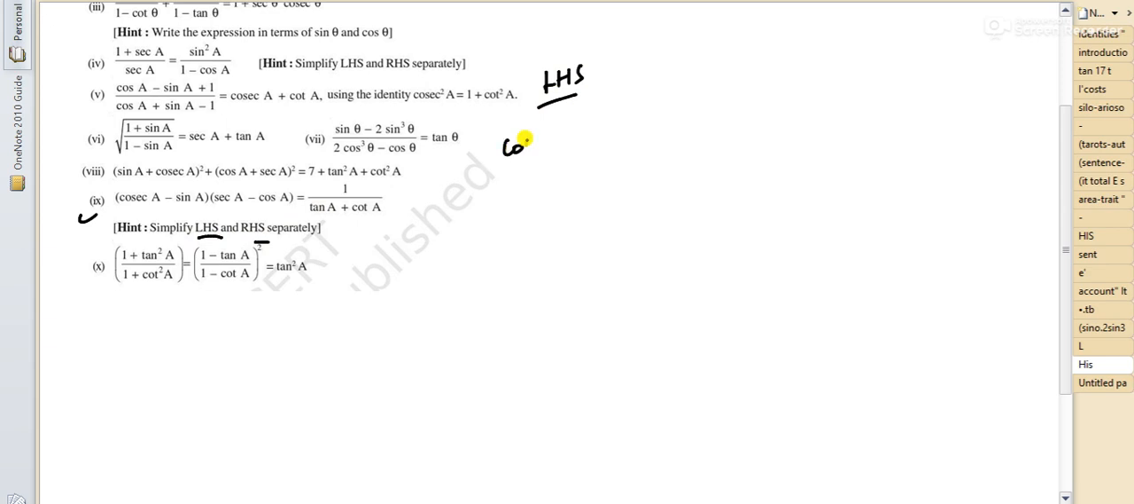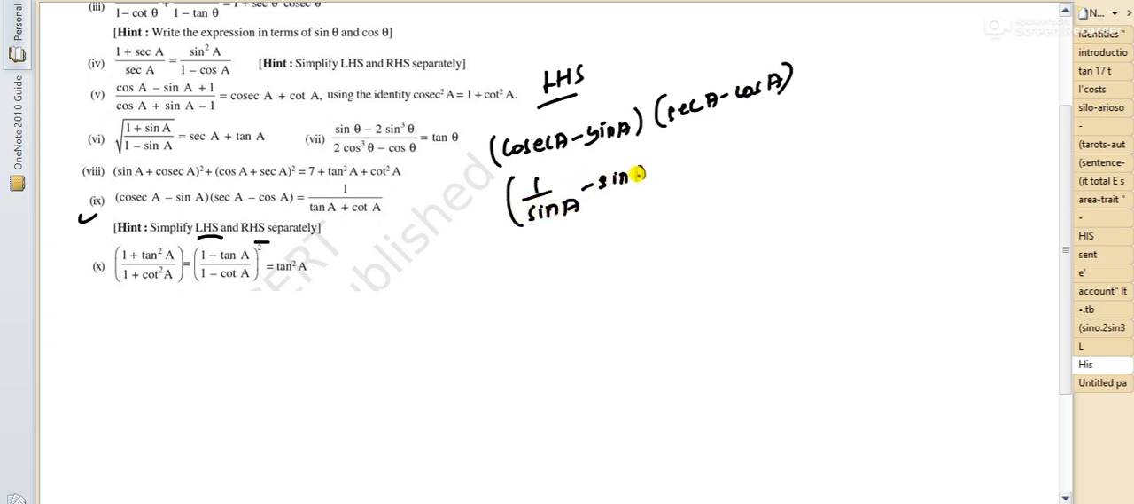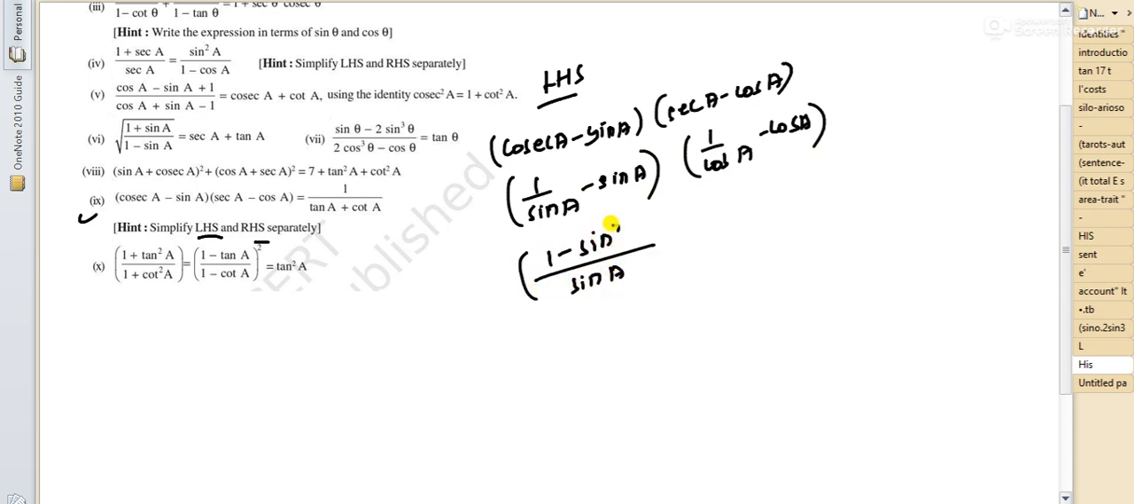What is given here? Yes, it is cosec a minus sin a into sec a minus cos a. Okay, so I will keep sin and cos as it is, and I will change the other one. So this I can write as 1 by sin a minus sin a, here 1 by cos a minus cos a. So on taking LCM, this becomes sin a, and you will get 1 minus sin square a, correct? Because LCM will multiply with that. Here again cos a, and this is 1 minus cos square a.